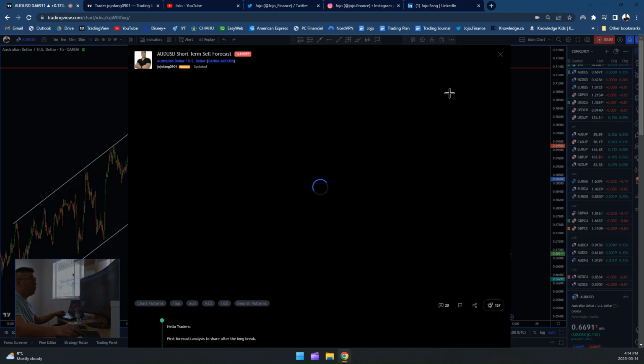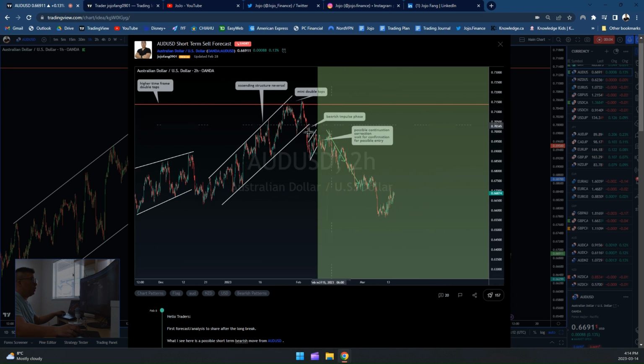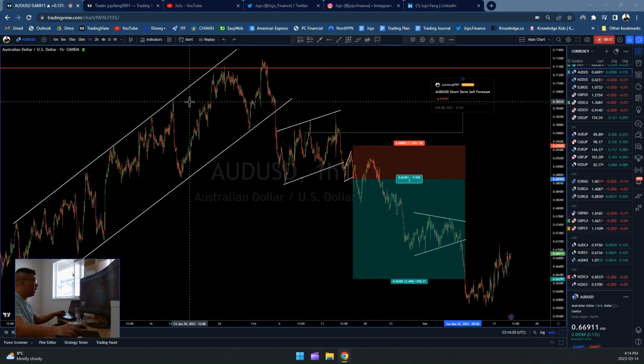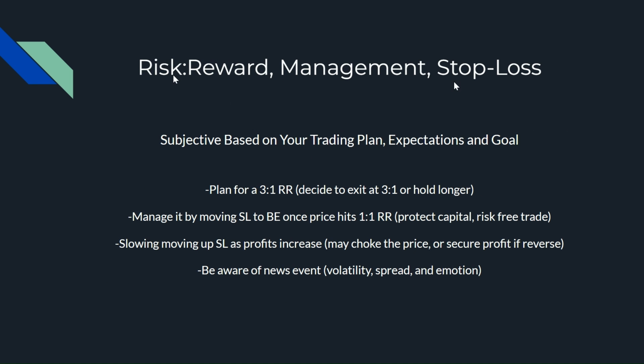Hey everyone, today I'm going to go over my go-to setup number one in trading. I'm going to explain all the rules, requirements, and guidelines of how to enter a specific go-to setup in trading. I'm also going to talk about what exactly a go-to setup is, again, the entry criteria of a go-to setup, and also the risk reward management and stop loss.